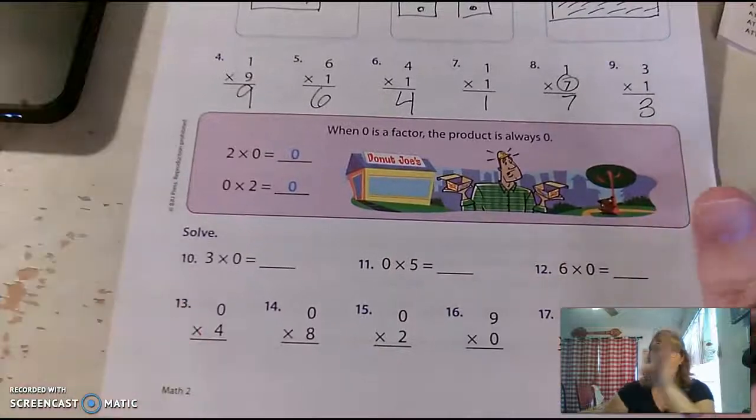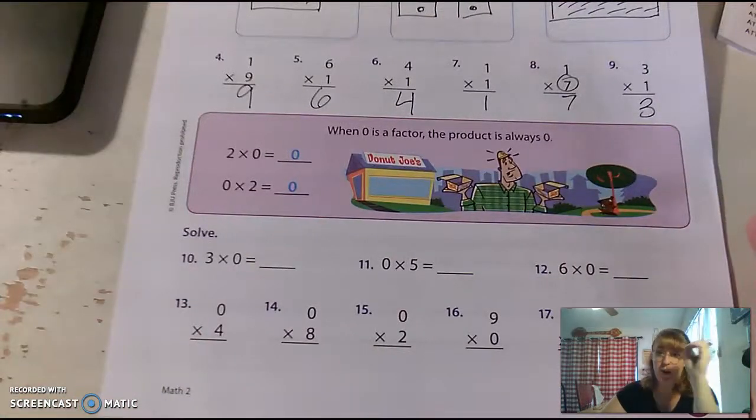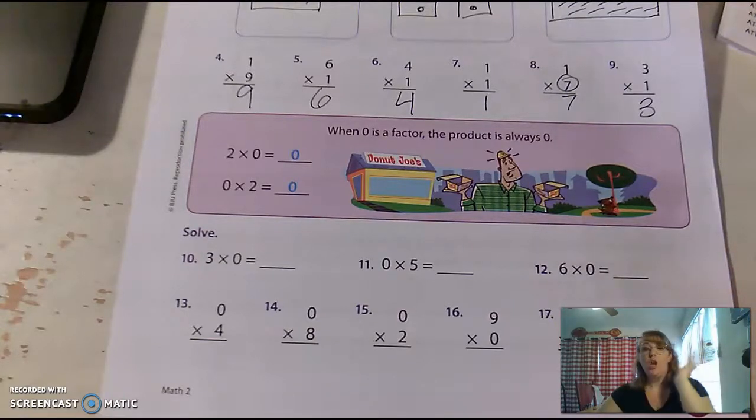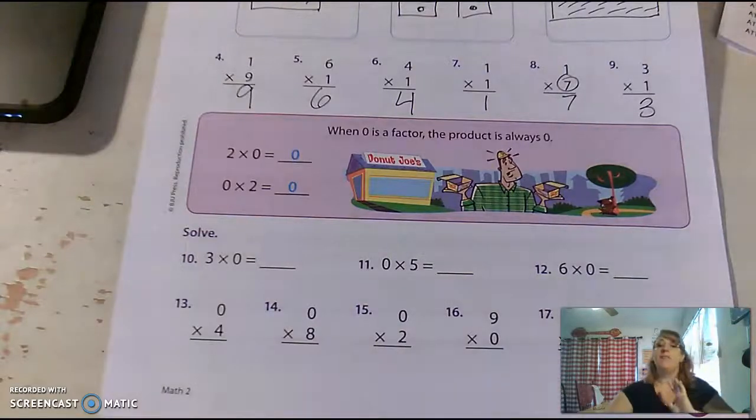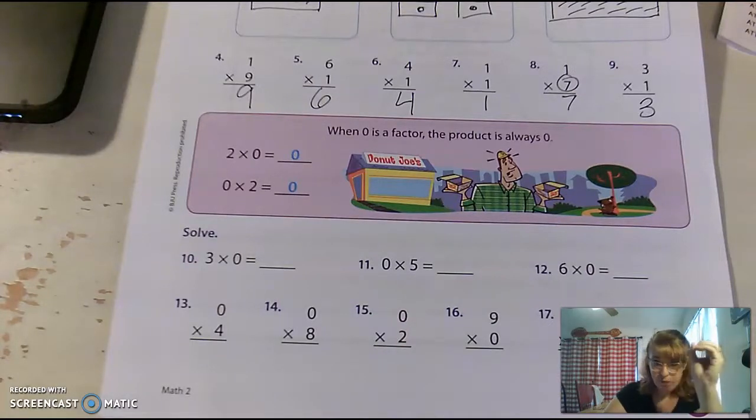Okay. When 0 is a factor, the product is always 0. This is called the zero identity. Okay? The zero identity. No matter what. It could be 5 times 0. It could be 100 times 0. It could be a billion times 0. It's always going to be 0.